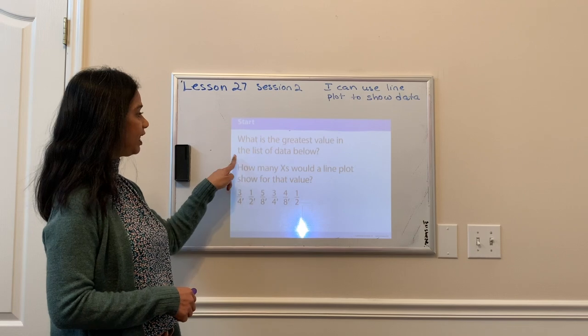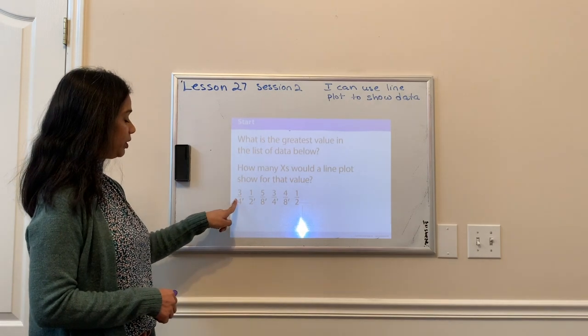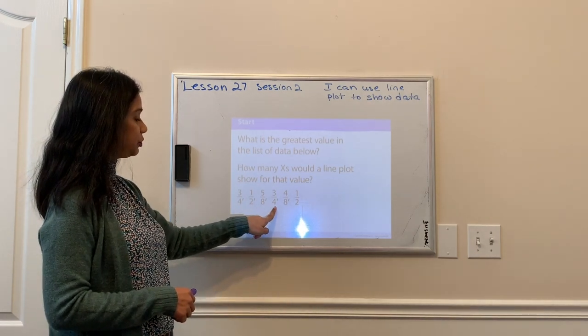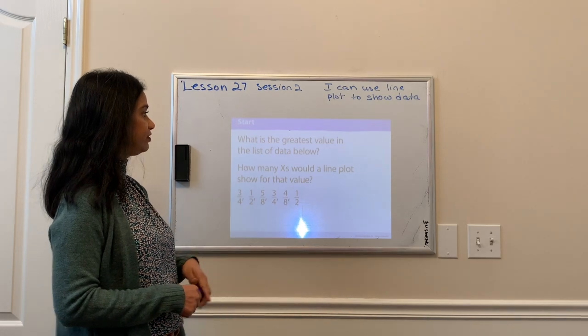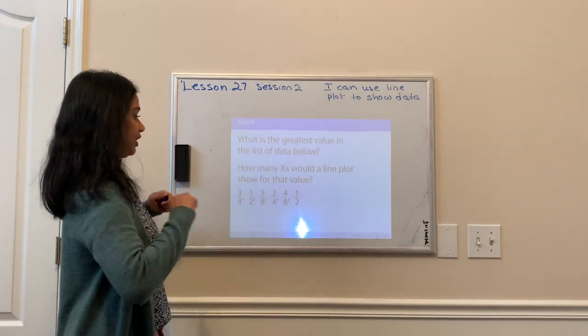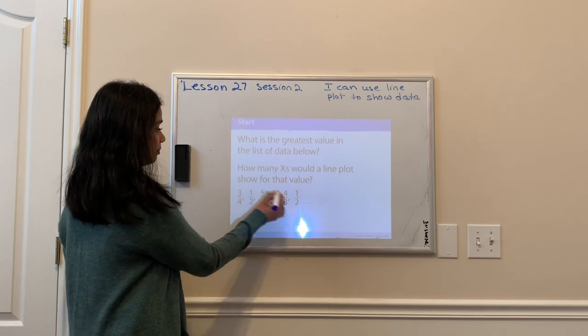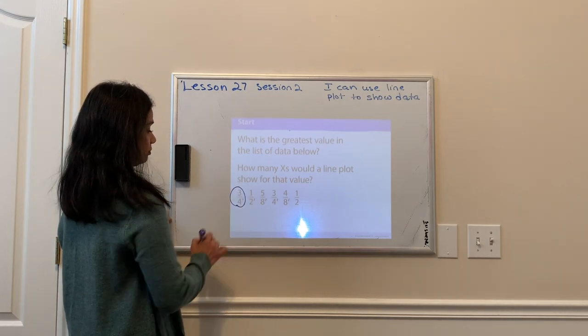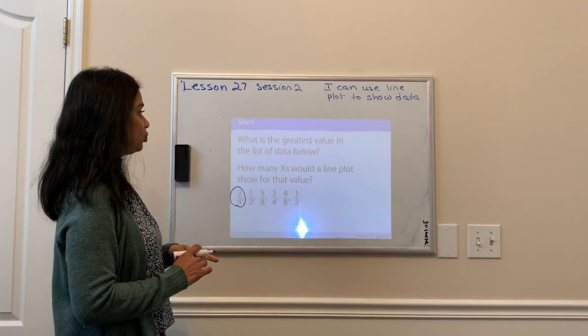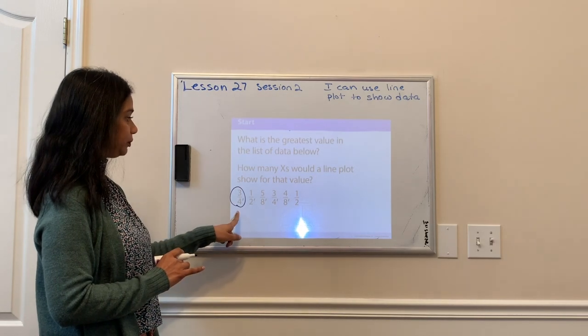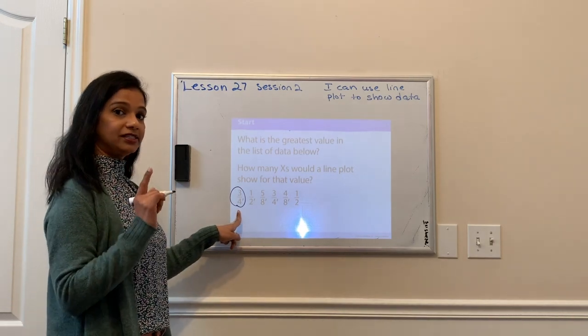What is the greatest value in the list of data below? So we have 3/4, a half, 5/8, 3/4, 4/8, and a half. What do you think is the greatest value? So the greatest value, the biggest number that we have, is 3/4, right? How many x's would a line plot show for that value? Think about it.